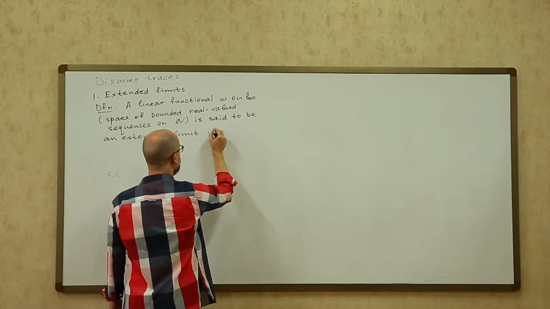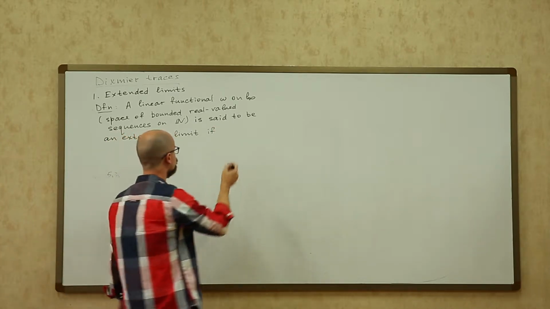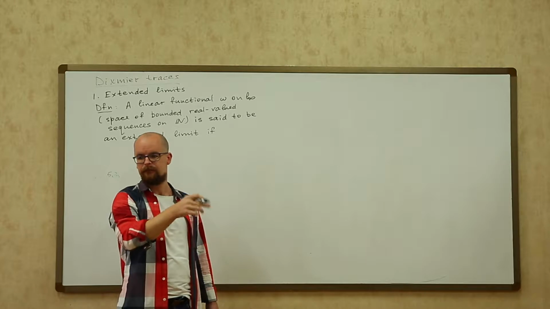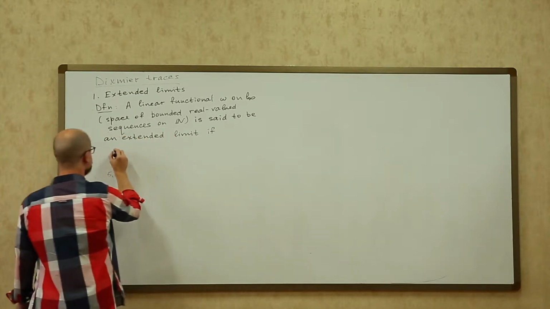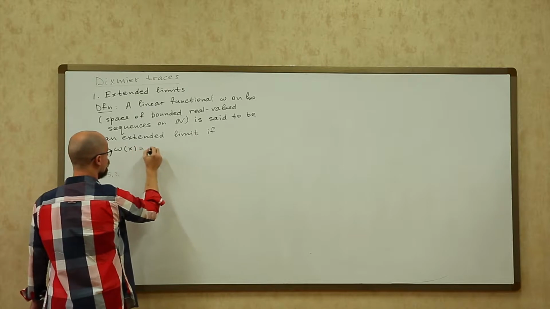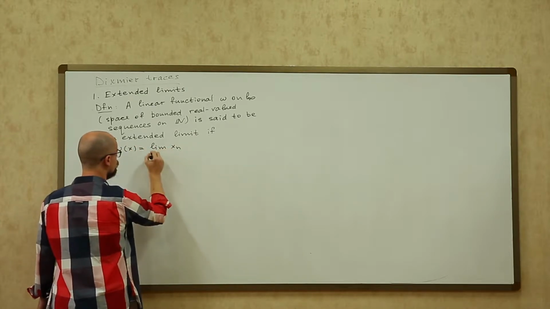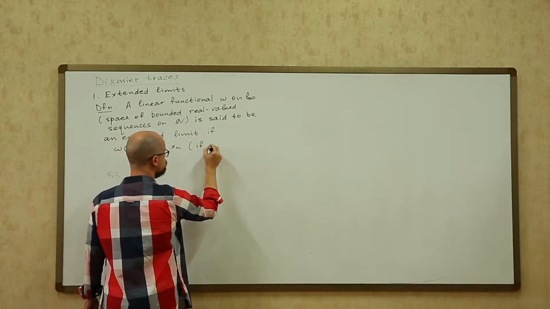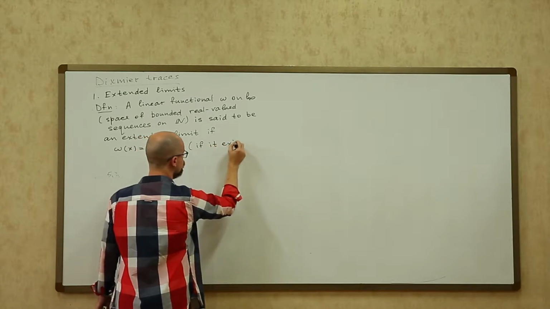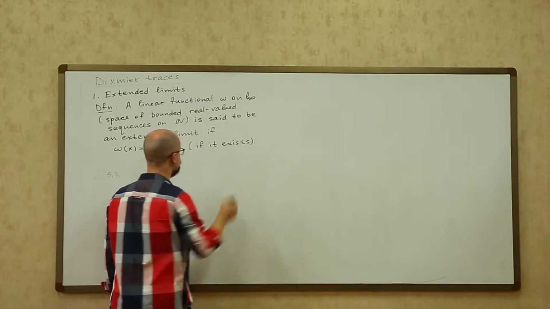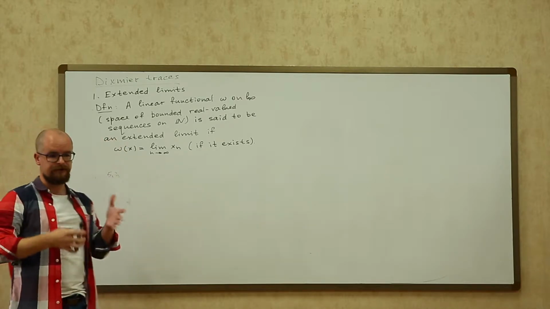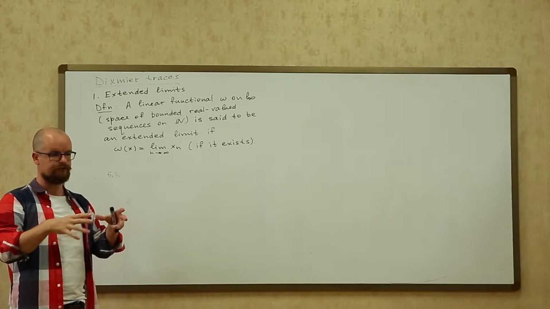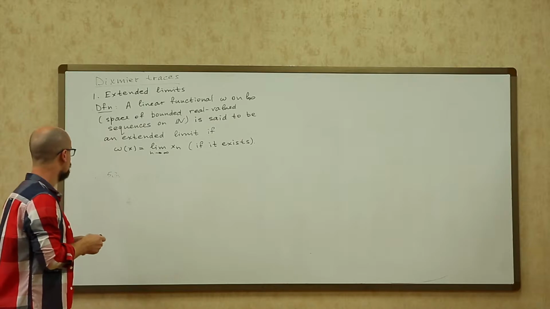if for every convergent sequence, the value of this functional will simply coincide with the limit, if the limit exists. So extended limits are just the extension of the usual limit functional from the space of convergent sequences to the space of all bounded sequences.